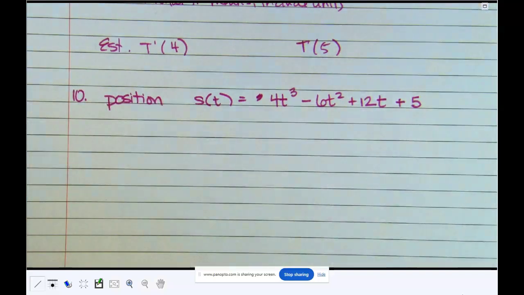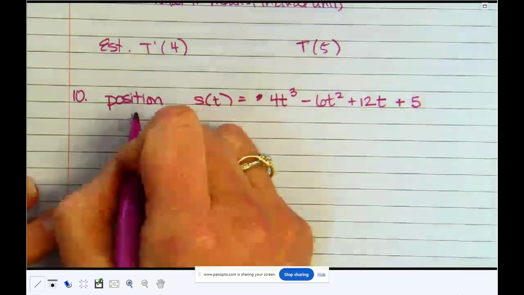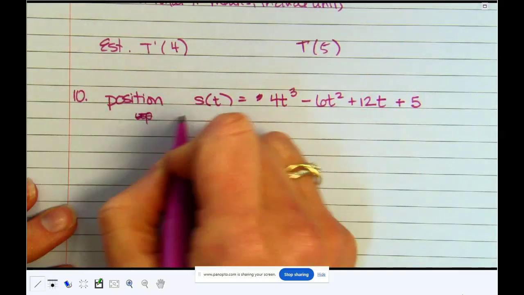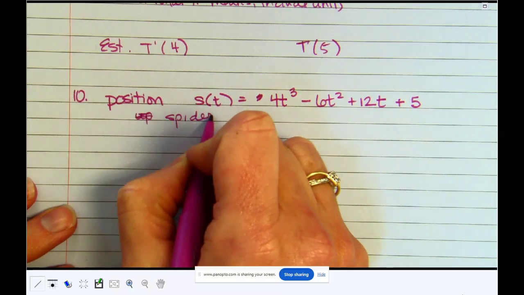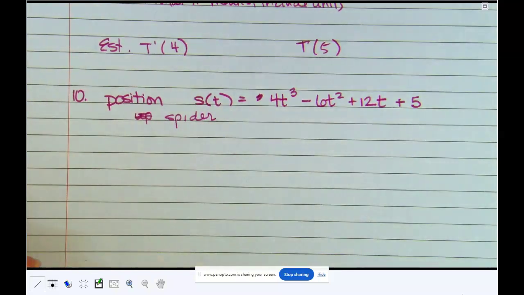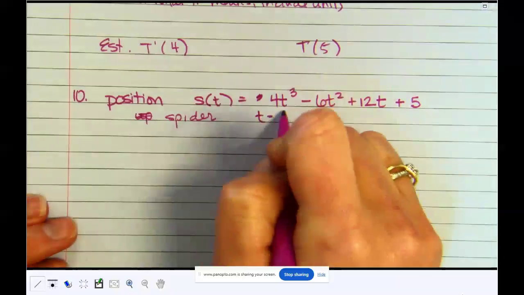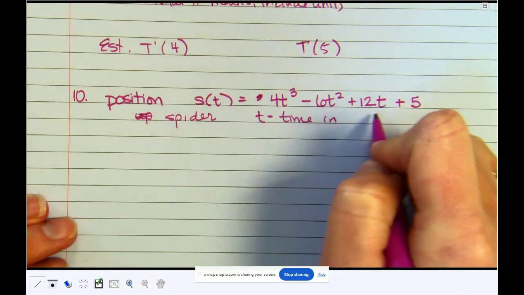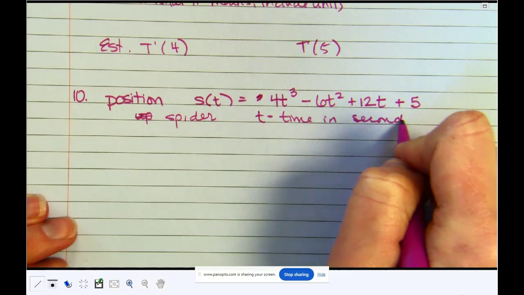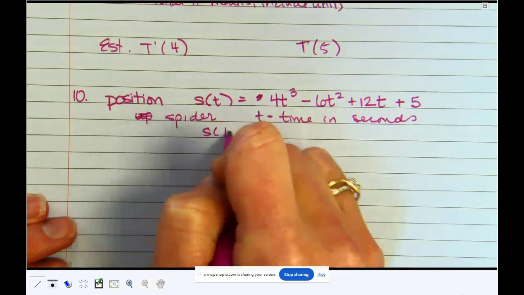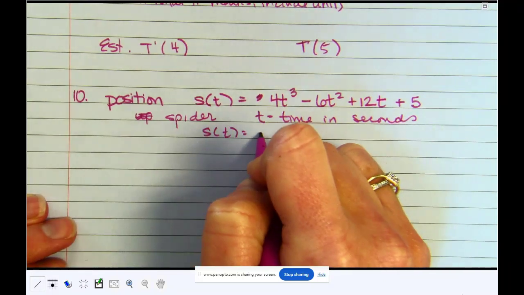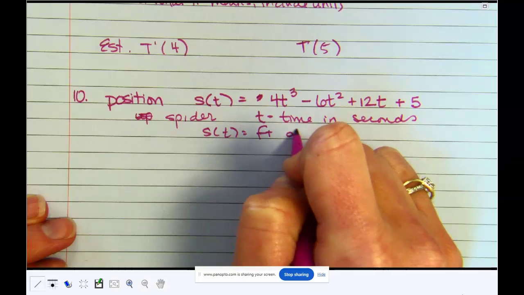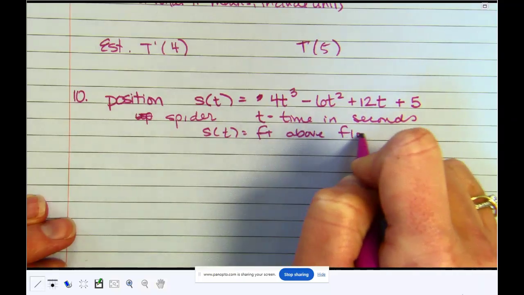It's something moving up and down. What do we want to be moving up and down? Rocket ship. Spider. Yeah, he's moving up and down on his web vertically, just all day, up and down. Very boring. T is time in seconds, and S is feet above the floor or the ground, whichever way.